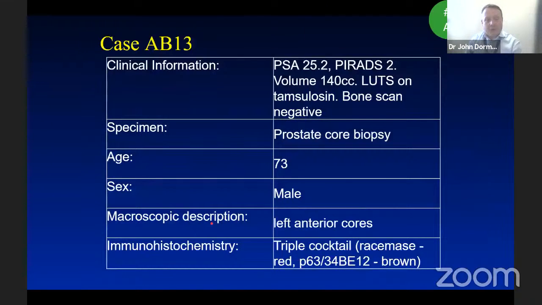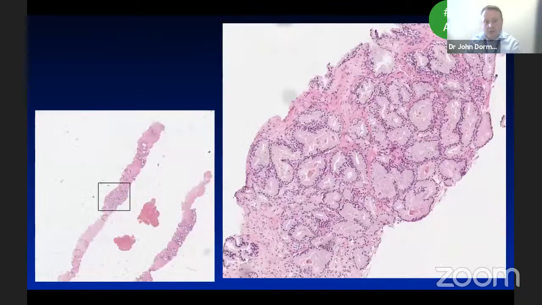So case AB13, clinical information, high PSA of 25.2, but a PI-RADS 2 lesion, so not particularly worrisome on MRI. Big prostate, 140, some LUTS. And we were given a triple cocktail to look at as well. So that's the racemase stain red and the basal cell markers brown.